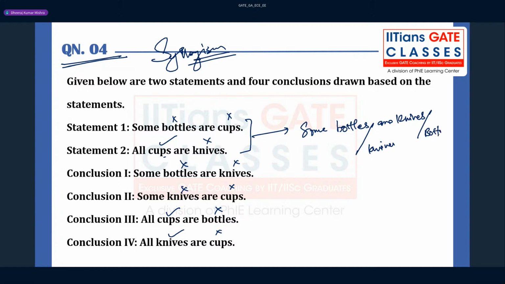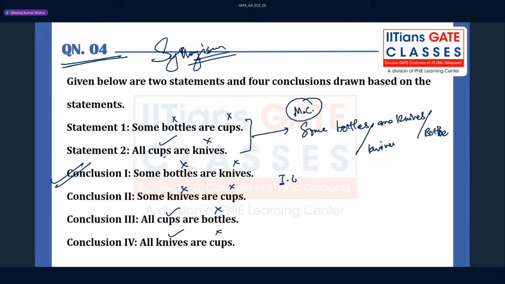You can interchange always, right? Some bottles are... okay, so conclusion 1 is going to be correct, right? You can say conclusion 1 will be correct. This is the main conclusion. Now, if you know the main conclusion, you can also check for ICs.